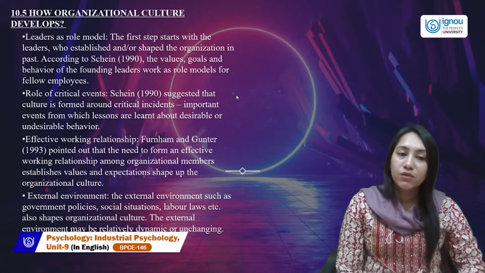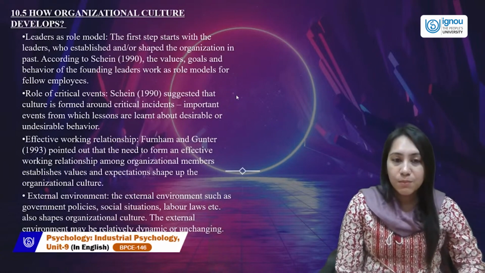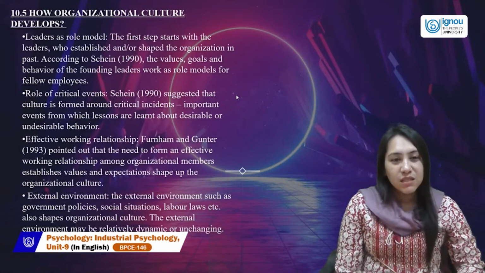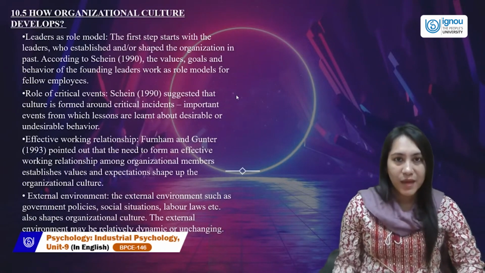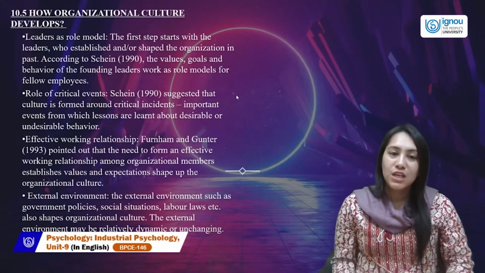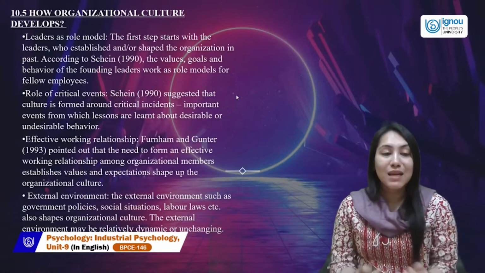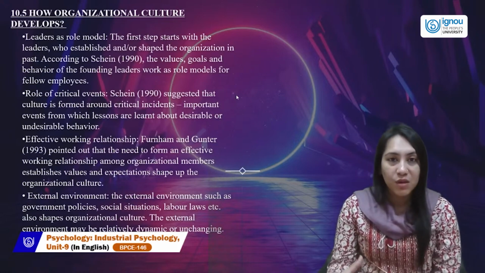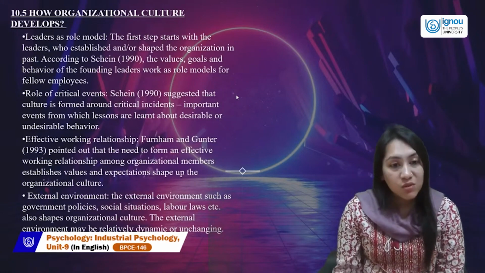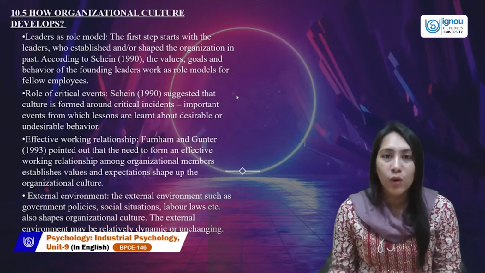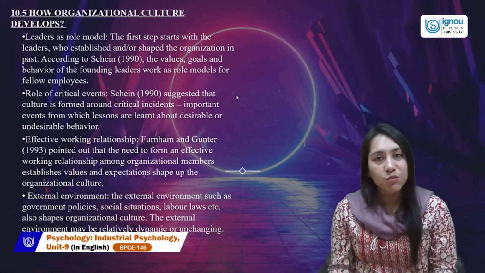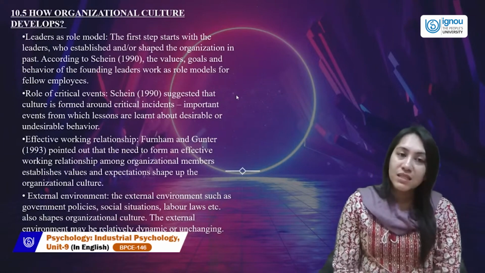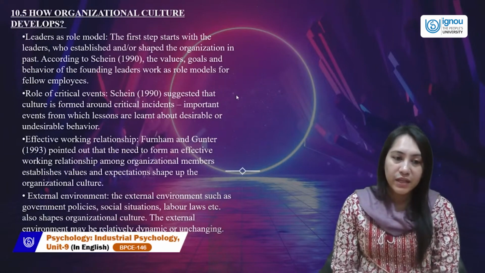Then effective working relationship. Fordham and Gunter in 1993 pointed out that the need to form an effective working relationship actually reflects the organizational culture. So remember, the atmosphere is coming from an effective working relationship that not only demarcates the compassion between the employees, but the values that are established and the expectations from one another. Not only between the employee and the heads, but also between employees and their colleagues.